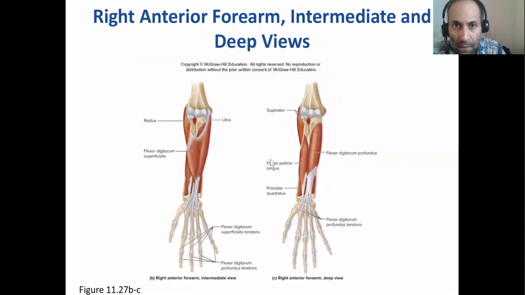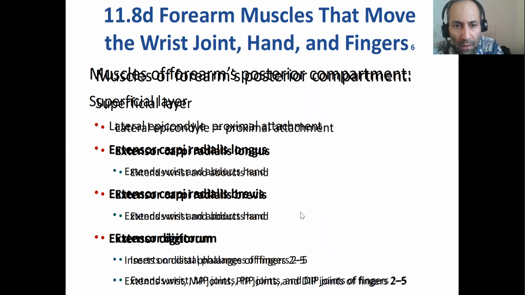All right. So intermediate and deep views of the same right anterior forearm, as you can see, flexor digitorum superficialis, right? Look at the name, it flexes your digits there. And then the tendons of the same muscle go all the way down attached to your fingers, okay? And then a deeper version of that muscle would be the flexor digitorum profundus, profundus, deep. So flexor digitorum profundus does the same thing, causes you to flex your fingers, as you can see here.